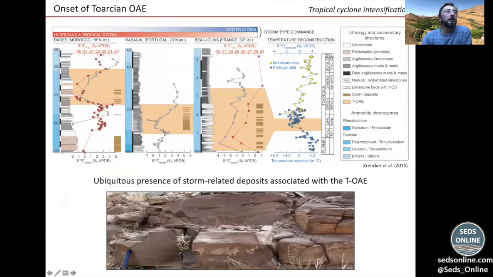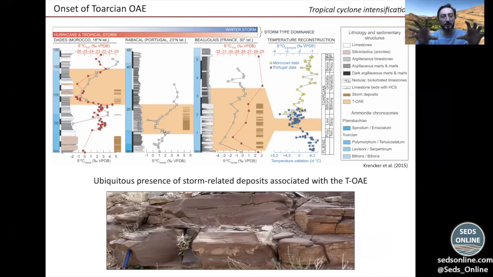If we go here, this brownish color shows the storm beds that we have within the Toarcian, right? And you can see that in Morocco, we mostly have it during the negative carbon isotope excursion and the onset of the plateau. But in Rabakar, they have storm beds higher up, right? So now the difficulty is to determine exactly, because we have storm beds before and after.